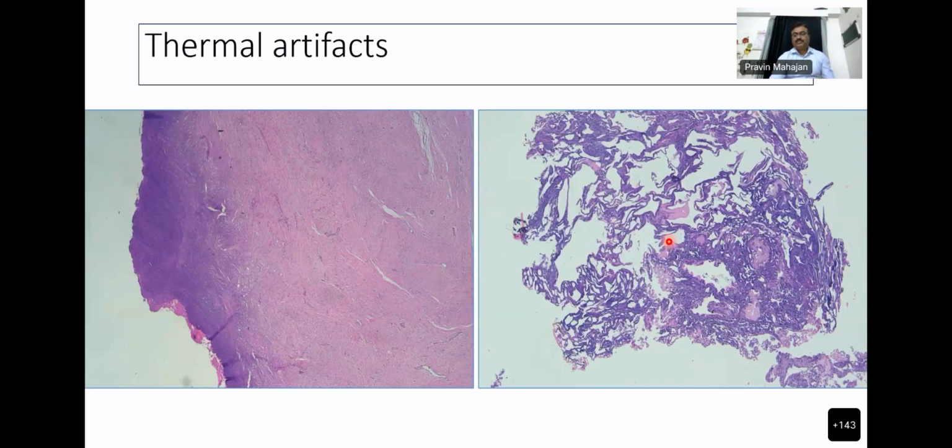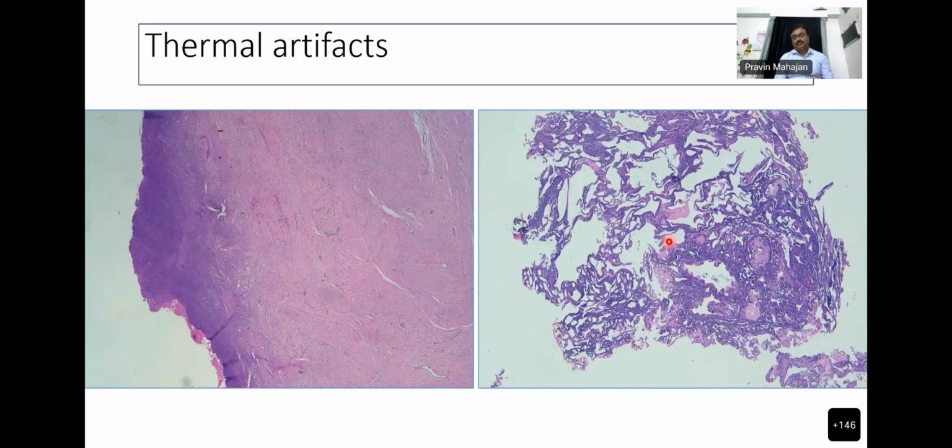If it is so severe, sometimes in the biopsies you may not be able to make out any cellular details. Thermal artifacts are not only caused during the collection of the specimen, but they can be caused during processing also. If the paraffin temperature during wax penetration is too high, small biopsies can get thermal artifacts. Again, while you are embedding, if the forceps you are embedding with is very hot, small biopsies can get thermal artifacts.